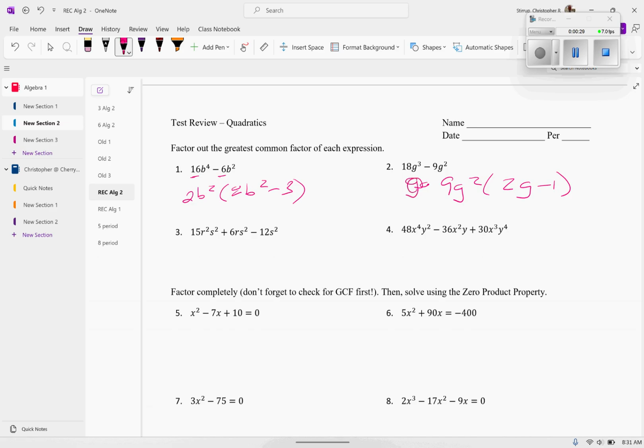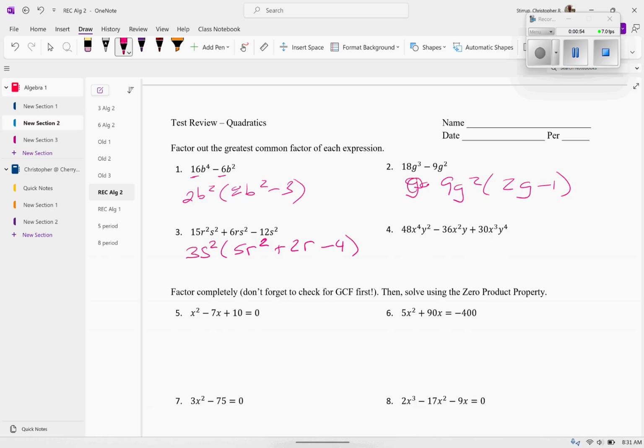This one we have three terms, so it looks like 3 goes in everything. I have an r squared, an r, and an s, so I can't factor an r out. I can factor an s squared out, that's it. And that's going to leave me 5r squared plus 2r minus 4. I think we're just doing greatest common factor, so we don't have to check if that factors.